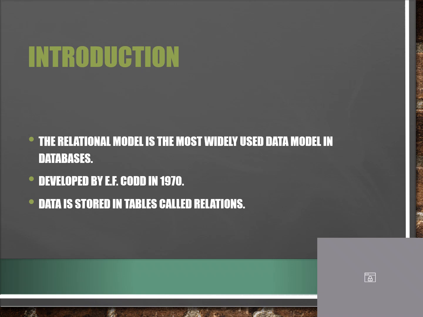So here, my topic is the relational database. And what do you mean by relational data model? The relational data model, introduced by E.F. Codd in 1970, organizes the data into tables. It's also called a relation, with the rows as tuples and the columns as attributes.